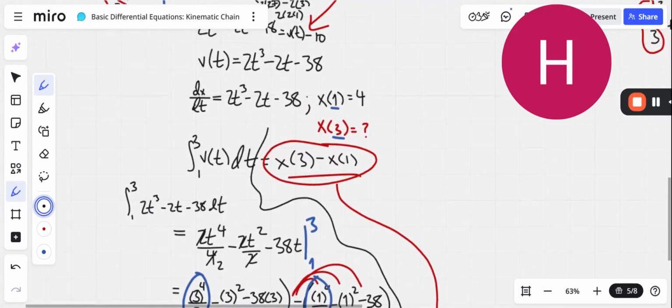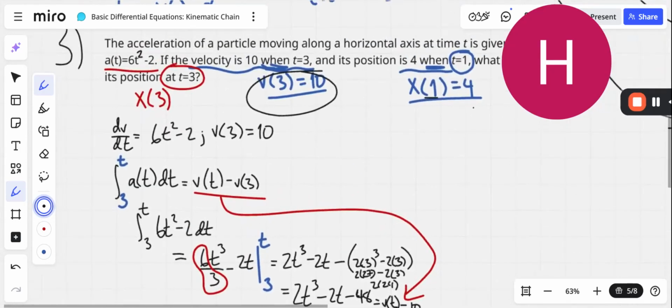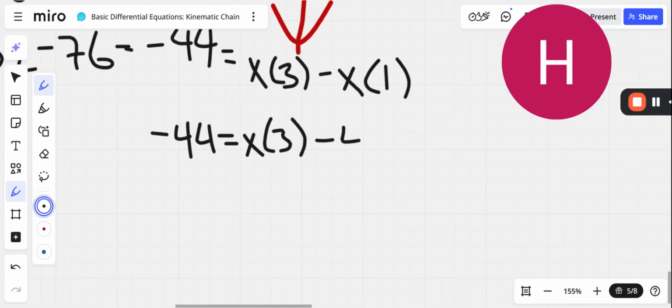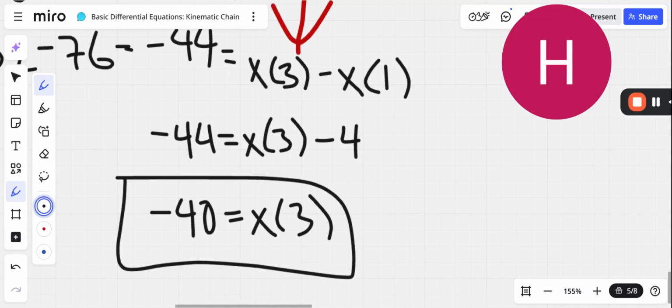minus, what position did I give this? I think it was a 4? Yeah, 4. Minus 4, which means the position at x of 3 is negative 40. And that's okay to have a negative position. That just means you're backwards. You're sort of facing backwards from what we would consider positive. This gives us the final position.